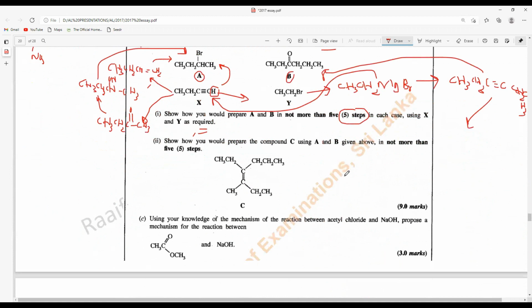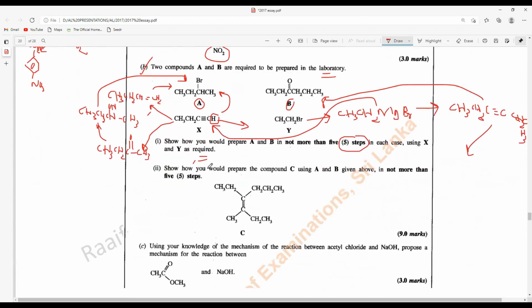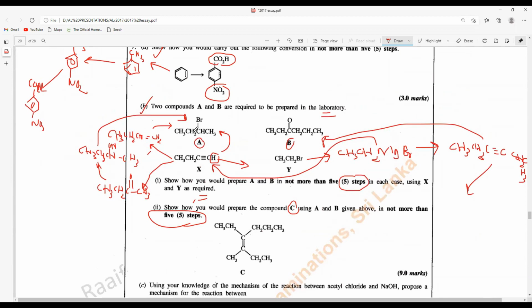So this is also done. Show how you would prepare the compound C, this one, using A and B given above, not more than 5 steps. So A and B is this. So you can imagine 1, 2, 3, 4, 1, 2, 3, 4, 5, 6. 1, 2, 3, 4, 1, 2, 3, 4, 1, 2, 3, 4, 5, 6. 1, 2, 3, 4, 5, 1, 2, 3, 4. So all these carbons are here.